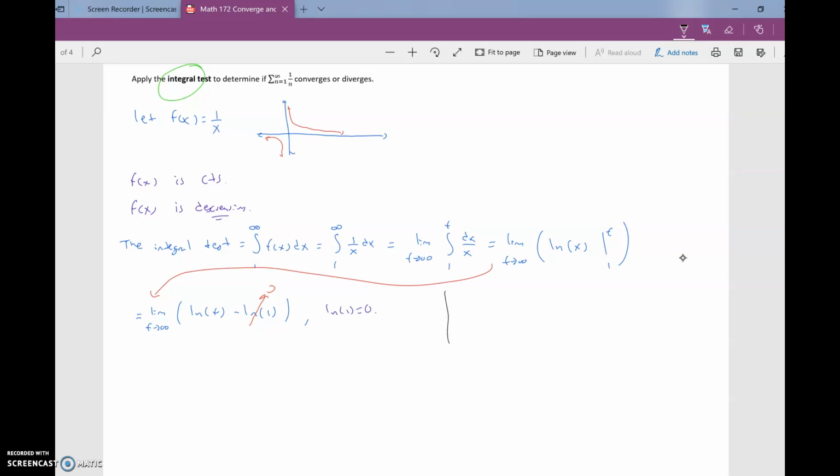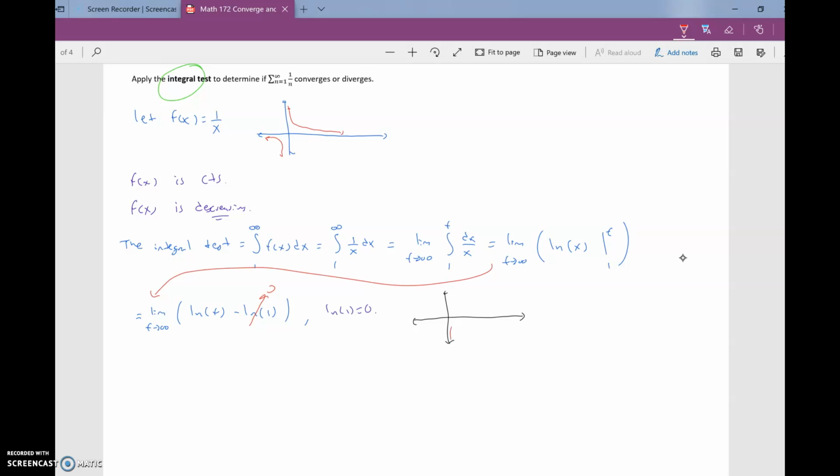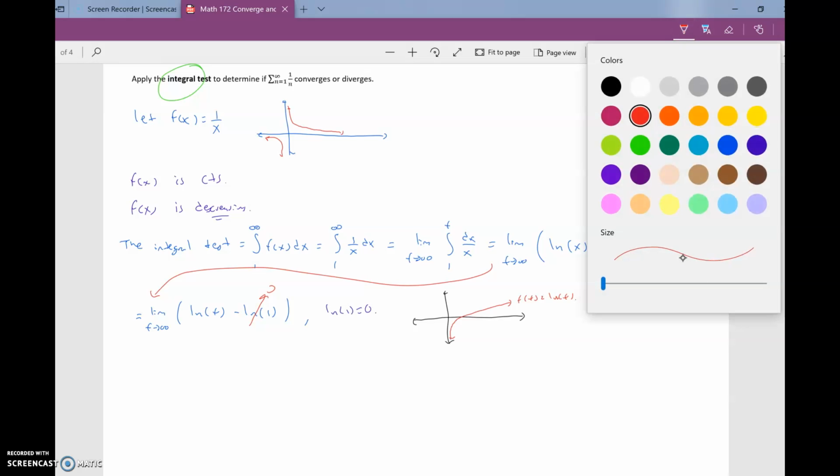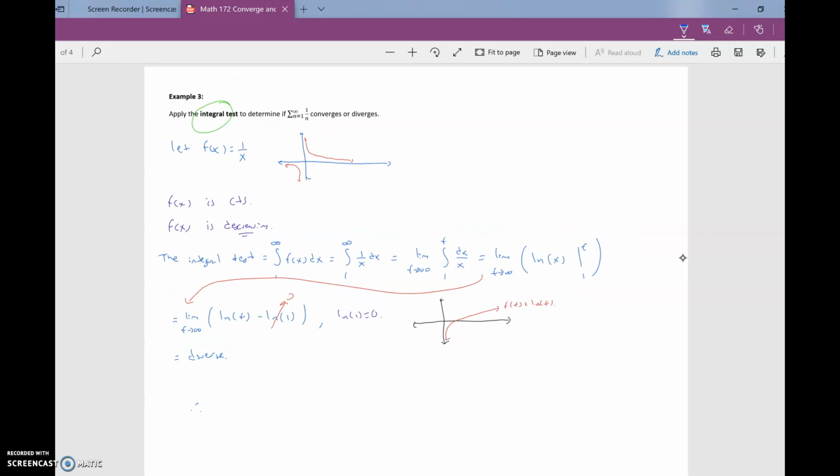Let me provide a sketch for the ln function. Our ln function is going in this direction. So this is f of t equals the ln of t. So in this case, for this particular one, our main conclusion is that it's going to diverge.